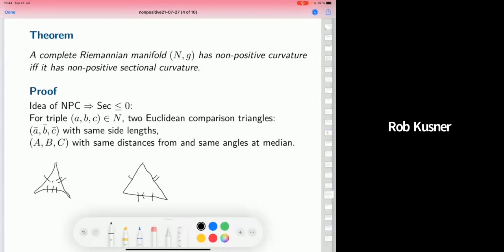Then here we have this midpoint here. And then we have also this triangle here. Yeah, and then we look at the comparison triangle, which has the same angles at this point here, and which has the same distances from the midpoint. And then we get this triangle here. So essentially, by the non-positive curvature condition, the second triangle in the Euclidean case, the second comparison triangle, is smaller than the first one. But in the original space, the two coincide.